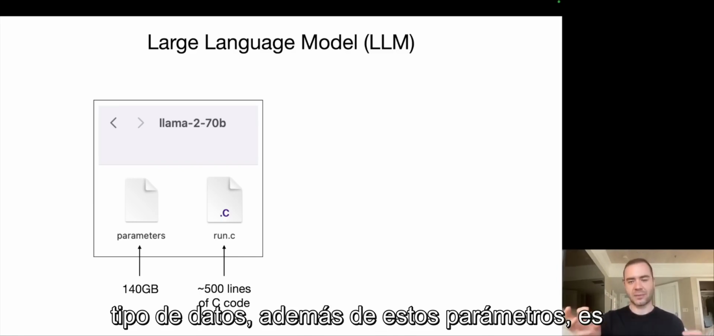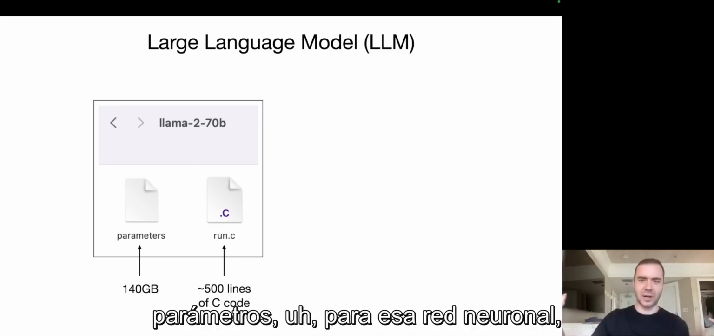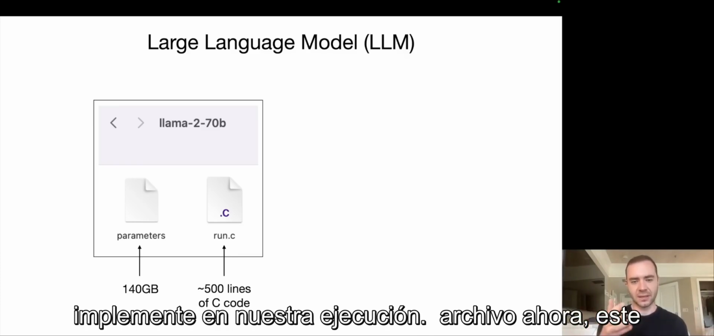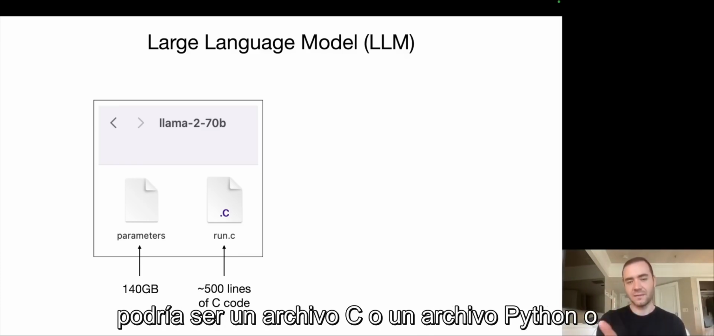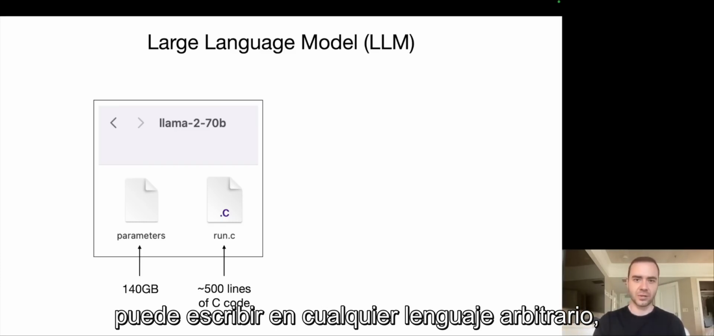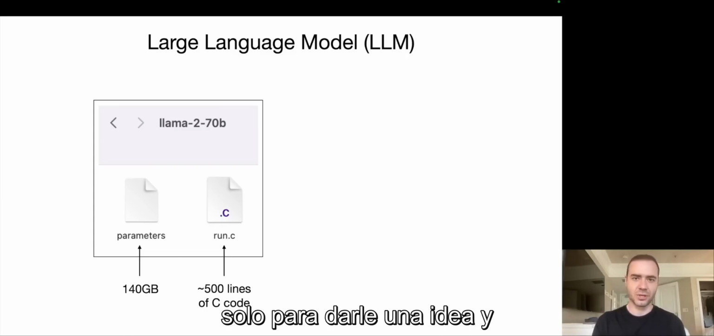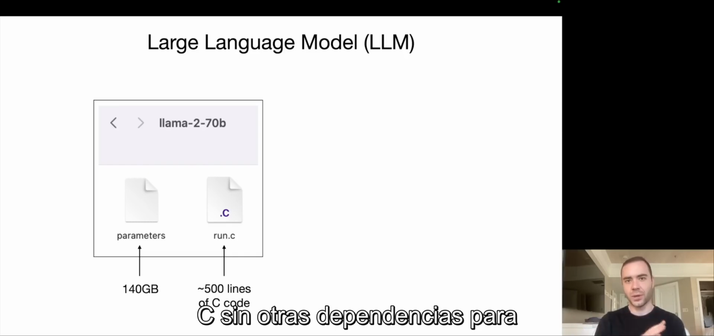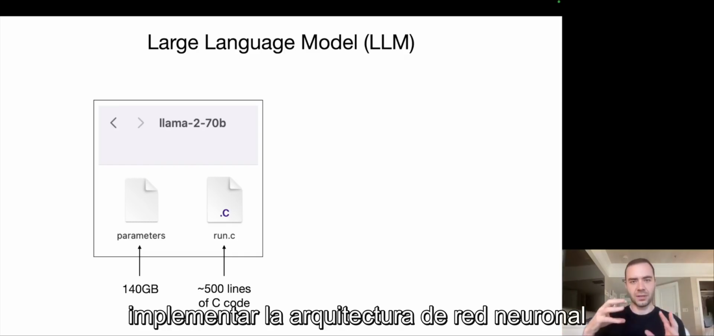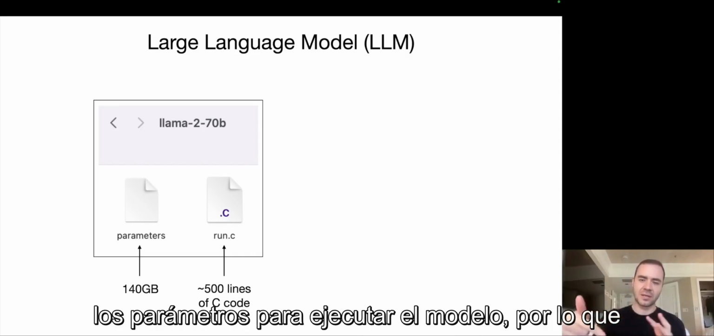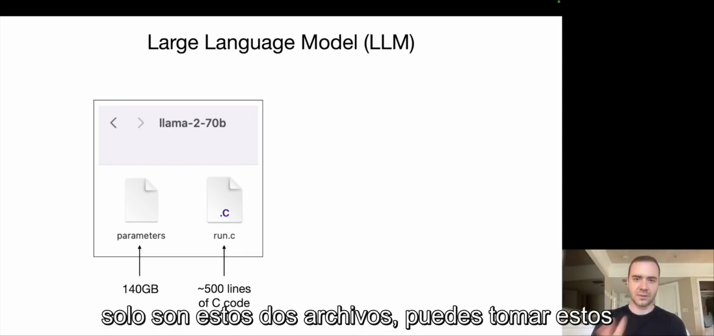Now, in addition to these parameters, which are just a large list of parameters for that neural network, you also need something that runs that neural network. This piece of code is implemented in our run file. This could be a C file or a Python file or any other programming language, really. It can be written in any arbitrary language, but C is a very simple language. Just to give you a sense, it would only require about 500 lines of C with no other dependencies to implement the neural network architecture, which uses the parameters to run the model. So it's only these two files.